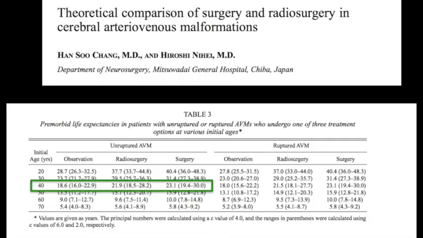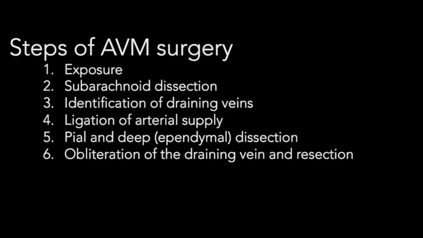Given the risk of rupture of 2% per year by the ARUBA study and the feeding artery aneurysm rupture rate of 1% per year, surgery is the mainstay of treatment for these AVMs. When comparing treatment modalities, life expectancy analysis may be helpful. As shown here, surgery offers the highest life expectancy for unruptured AVMs at this age group. Because the arterial feeders are superficial, preoperative embolization may not be necessary. We will review the systematic surgical approach to these AVMs.